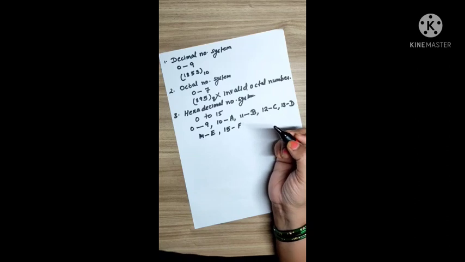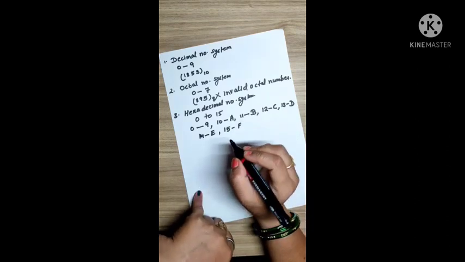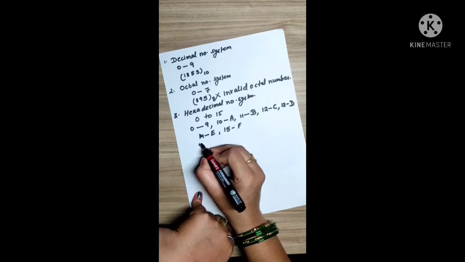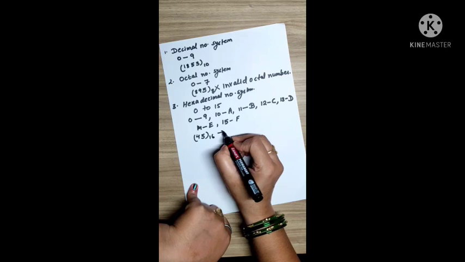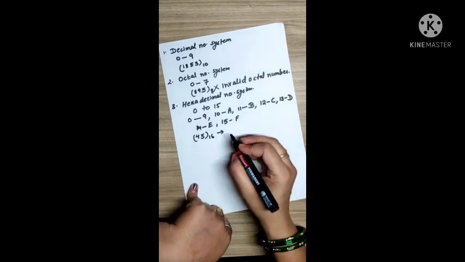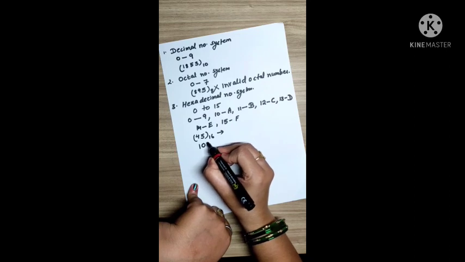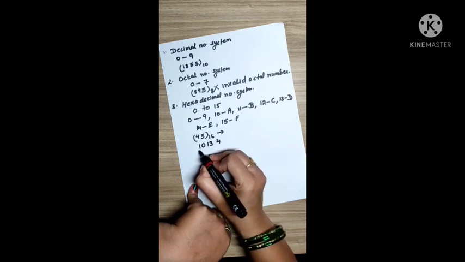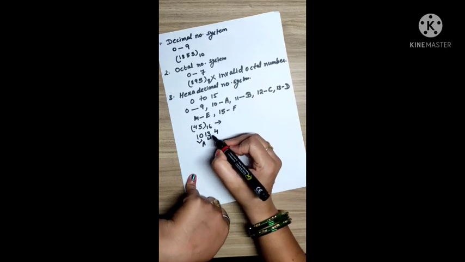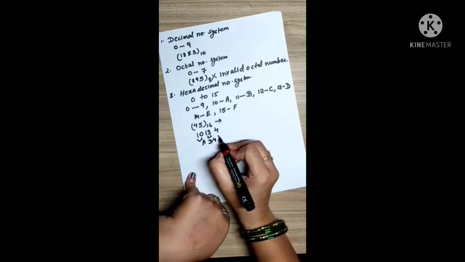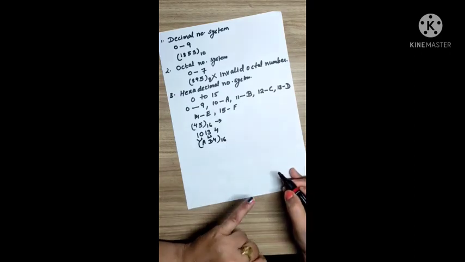So any number system where the base you have written is 16 will be your hexadecimal number system. Like if I am writing here 45 to the base 16, it is a hexadecimal number. Same way, if you have a number 10, 13, 4, then 10 will be represented by A, 13 will be represented by D and 4. So the number becomes AD4 to the base 16. So this is the hexadecimal number system.